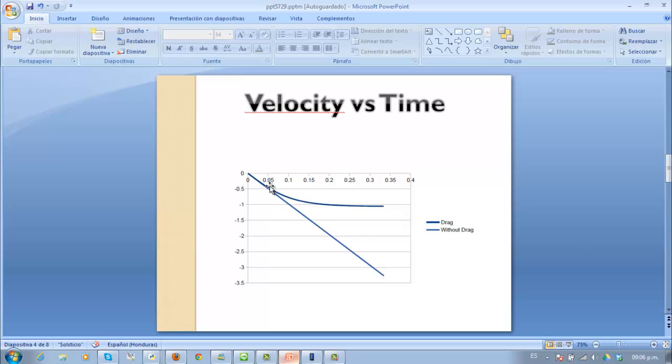So here we can see how the velocity changes when I consider the drag force, and then becomes constant at a certain value. But if I don't consider the drag force, we can see that the speed increases at a constant rate, that is the rate of the constant of gravity.